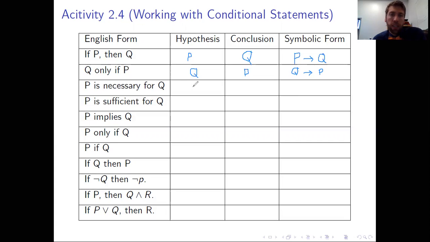So P is necessary for Q. So necessary is the one that kind of works backwards. So the hypothesis for that is Q. The conclusion is P. So you have Q implies P.